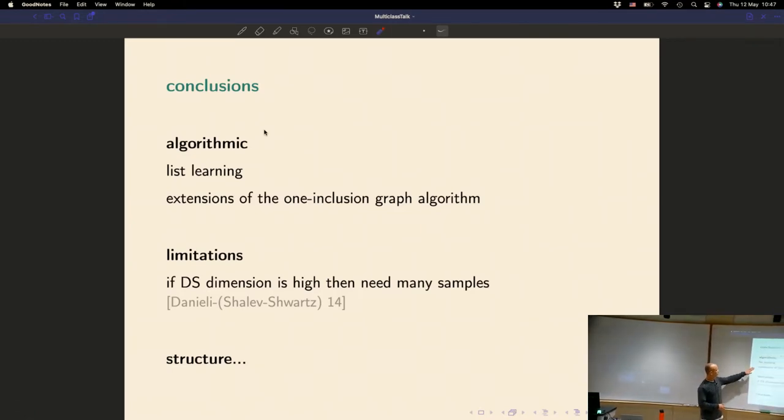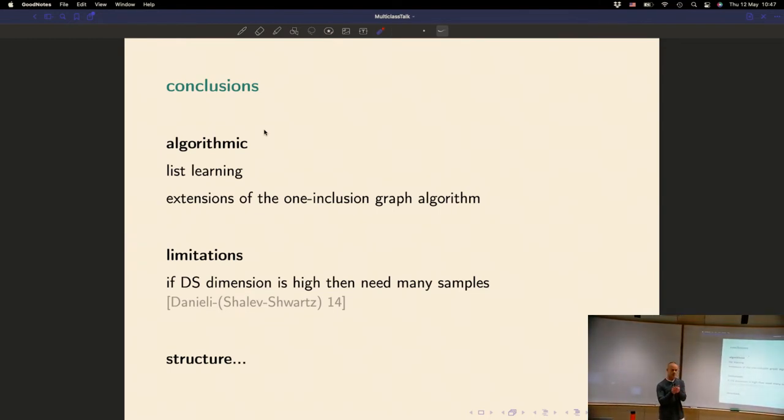I will explain to you how this algorithm leads to a framework of list learning. Instead of learning one thing, we output a list. There is a way to use the one-inclusion graph algorithm, which I mentioned before, in a more elaborate way. From the other perspective, it was already known that this dimension provides a lower bound on the sample complexity. This is similar to the VC dimension.